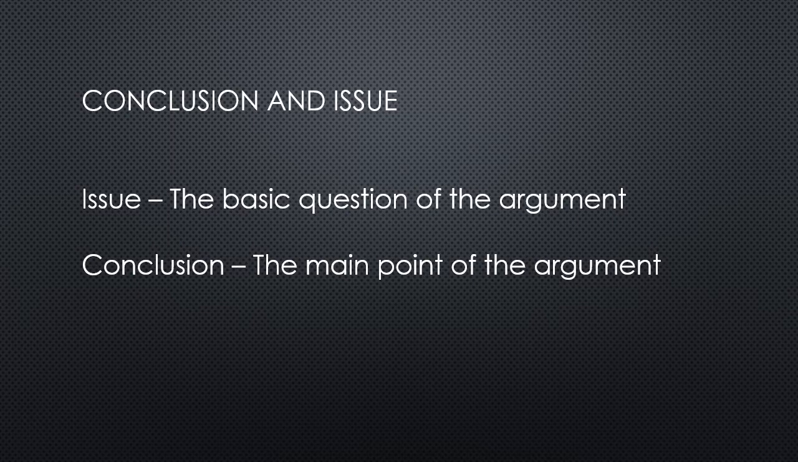All right, so when we talk about conclusions and issues, this is a quick review because you all have read your chapter already, and I just want to go over it to clarify anything that you may have missed. When we talk about the issue, it is the basic question of the argument. The key word here is it is a question. So whenever I'm asking you for the issue, I am asking you to tell me the question of the argument. So it should always be stated in a question format. And then the conclusion is the main point of the argument. Sometimes the main point of the argument is stated in the argument. Sometimes it's not stated and it can be inferred.